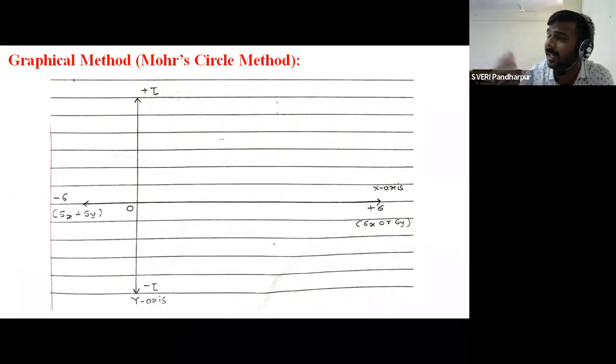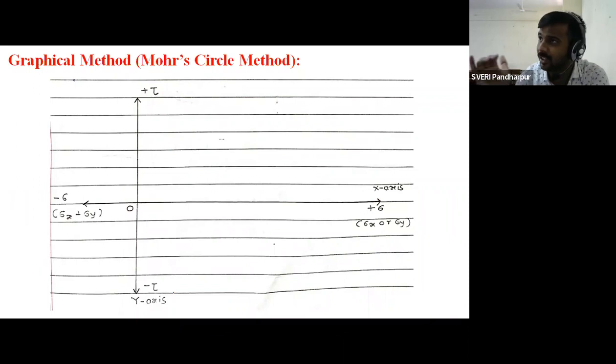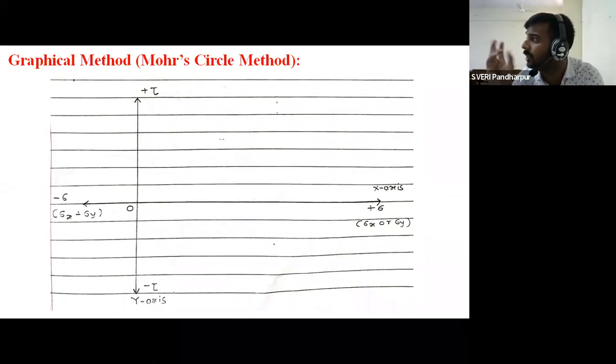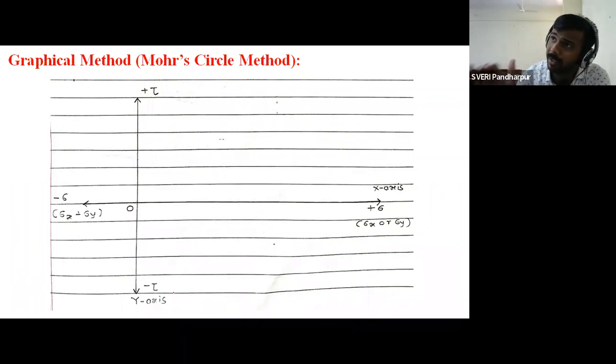And in case number 3, along with sigma x and sigma y, the shear stress is also given. So the procedure for case number 3 is also different, with only small changes that we'll see while solving numericals based on this. But just keep in mind the graphical method is 99%, or we can say 100%, applicable for case number 2 and case number 3. Why is it not applicable for case number 1? That we will check after solving one numerical.